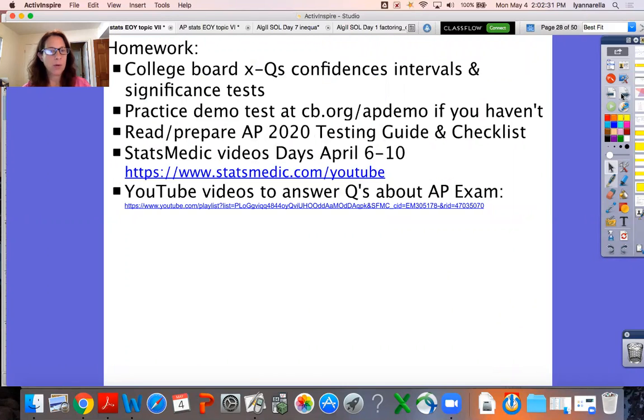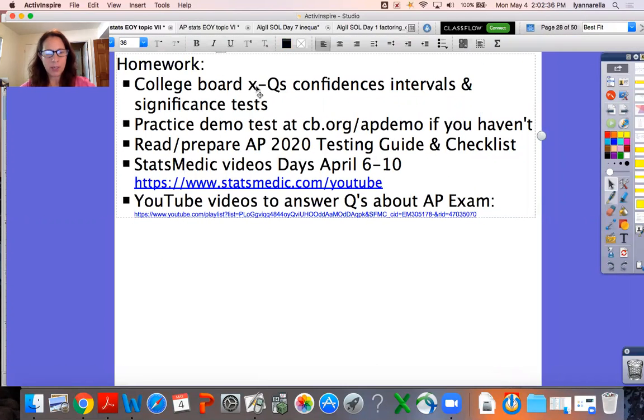Okay. Wow, I flew through that. I did not realize. I can't remember how many questions there are. I think there's like 26, 27, I'm not sure. But they're on confidence intervals and significance tests.